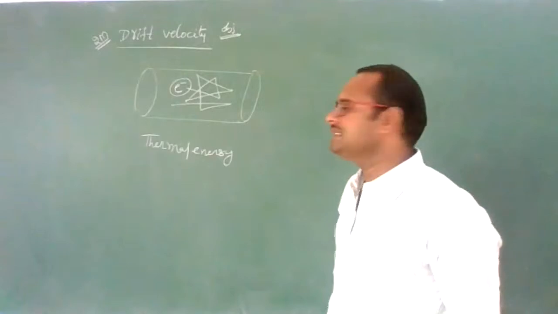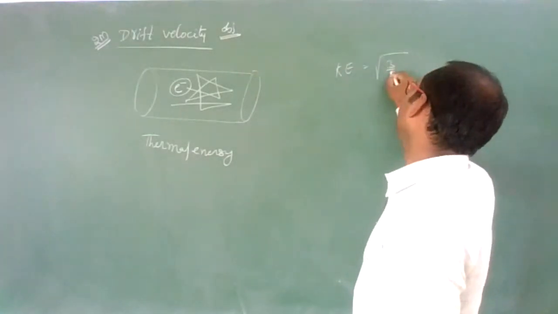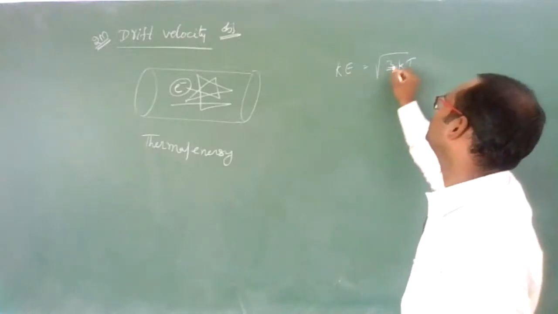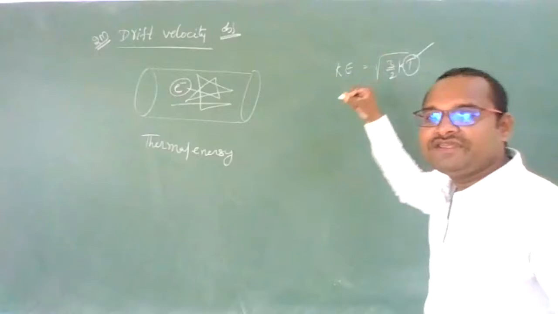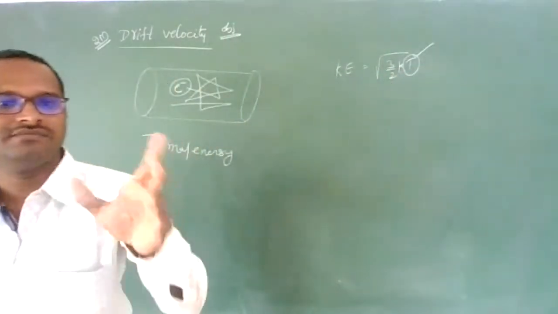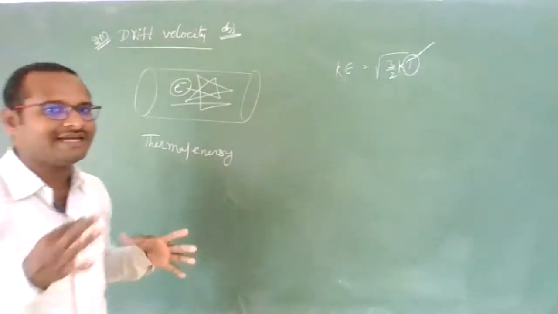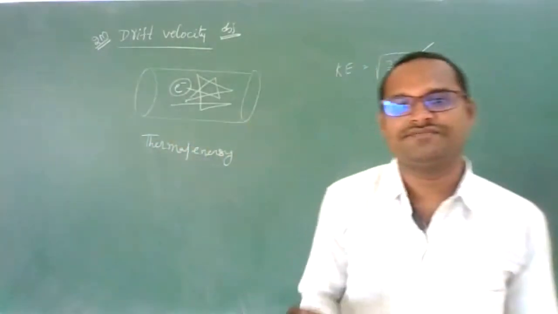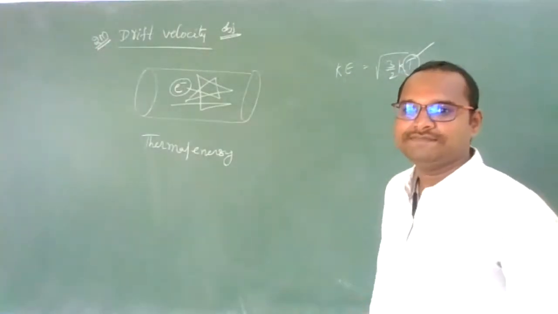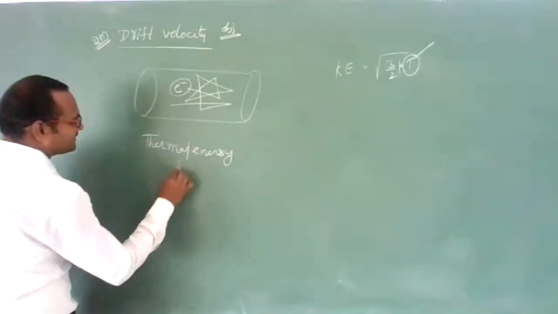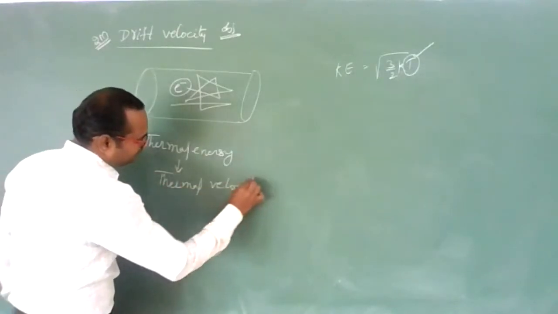Due to that kinetic energy, as we have studied in the KTG chapter, kinetic energy is equal to 3 by 2 kT, where k is the Boltzmann constant, due to temperature. Due to the temperature, every atom, every molecule, every substance will have some energy. It will appear in the form of kinetic energy. So due to that kinetic energy, the free electrons in the crystal of this atom may have some velocity. That velocity we call thermal velocity.